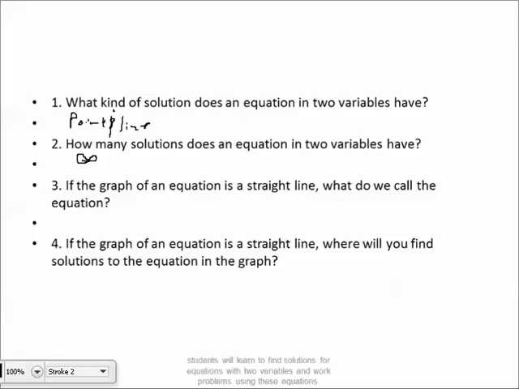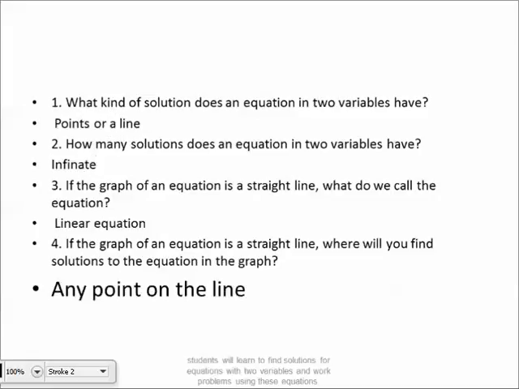If a graph has an equation is a straight line, what do we call the equation? We call it linear. Now, if it has a curve in it at all, we might call it something different. But for right now, we're going to be dealing with linear equations. Okay? If a graph of an equation is a straight line, where do you find the solutions to the equation on that graph? Any point at all. Because any point on that line would be considered a solution.